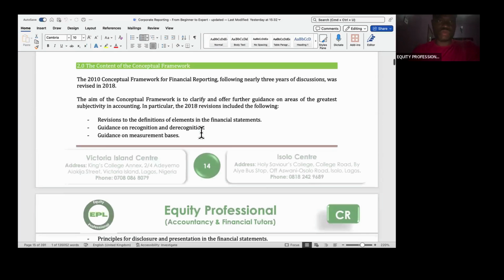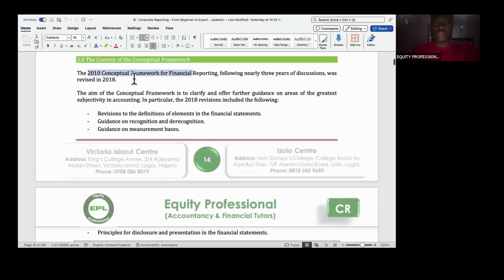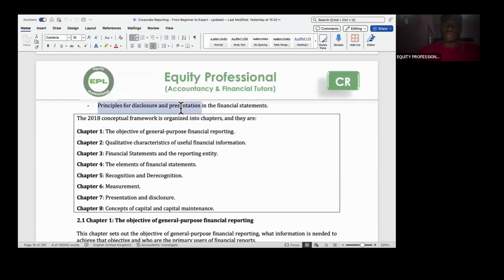So let's move to the content now. This conceptual framework we are looking at now is a replacement of the 2010 conceptual framework. So this is the 2018 conceptual framework. It was developed in 2018, and when it came, it came with a lot of updates. Like they changed the definition of elements of financial statements. They changed the guidance on recognition and derecognition. They changed the guidance on measurement basis, and they introduced principles for disclosures and presentation in the financial statement.